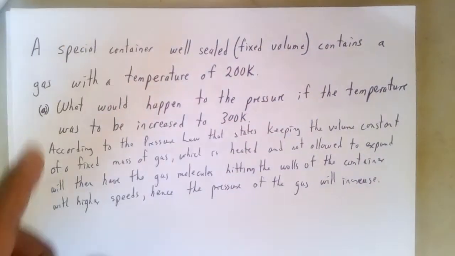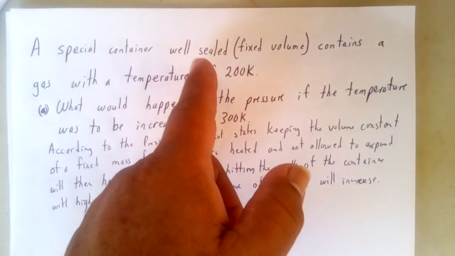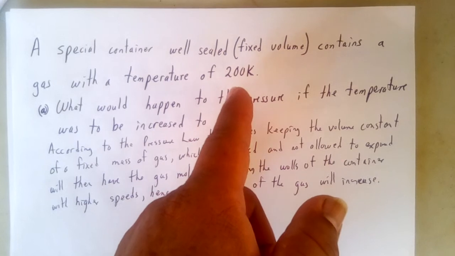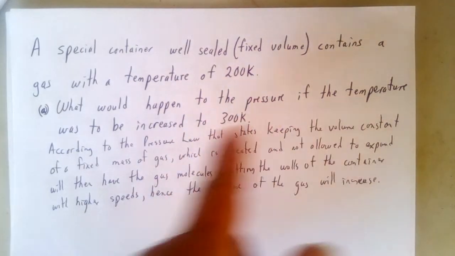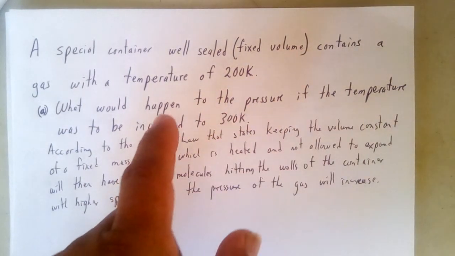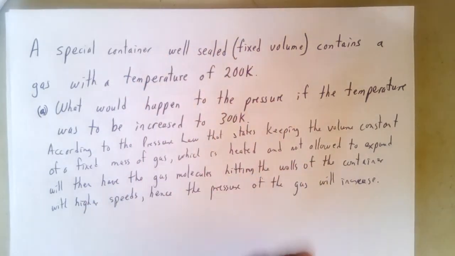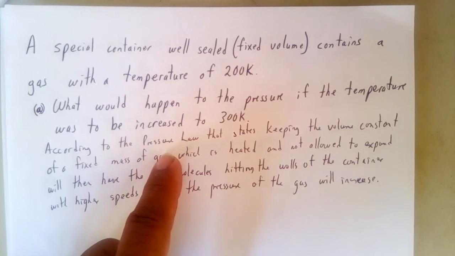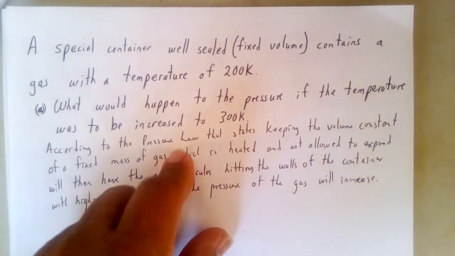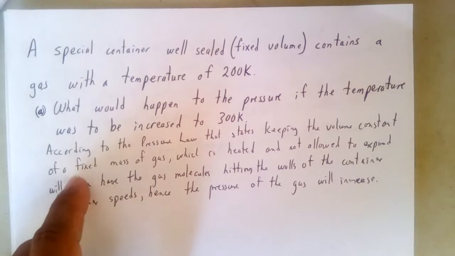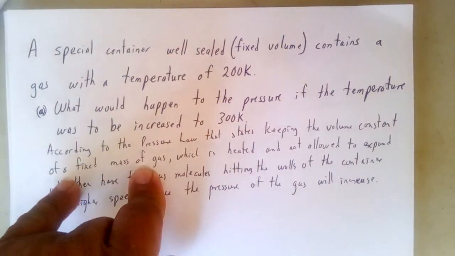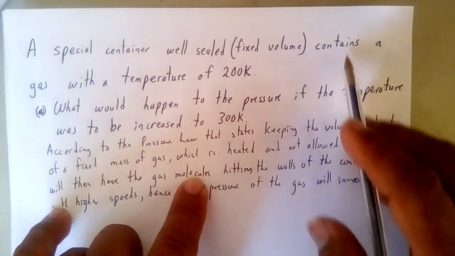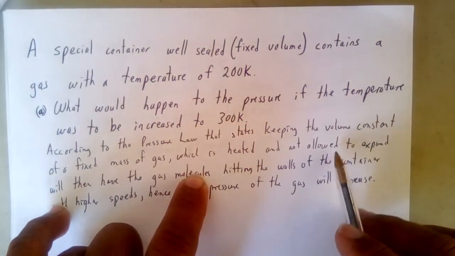Let's see why. It's a special container which is well sealed, or fixed volume, and contains a gas with a temperature of 200 Kelvin. What would happen to the pressure if the temperature was to be increased? So in your answer, you are to tell me everything that you've been given and also what would then happen. If possible, you refer to a law. So I put according to a pressure law that states keeping the volume constant of a fixed mass of gas. And how do we know we are keeping it constant? Because it is well sealed, which is heated and not allowed to expand. Because it's sealed and fixed, it does not allow it to expand.